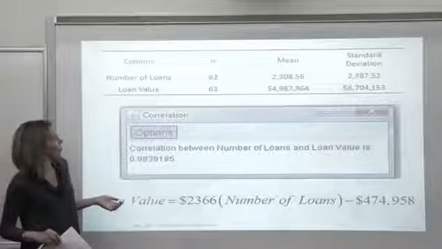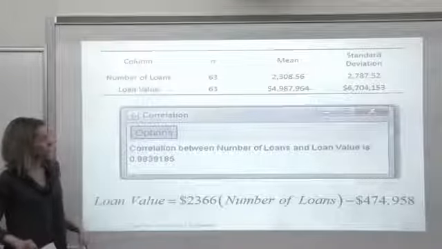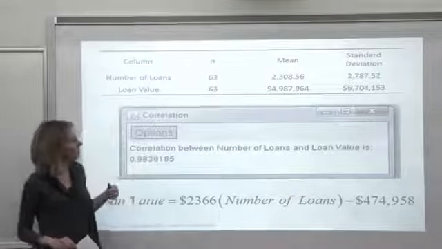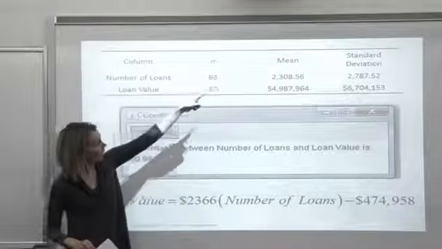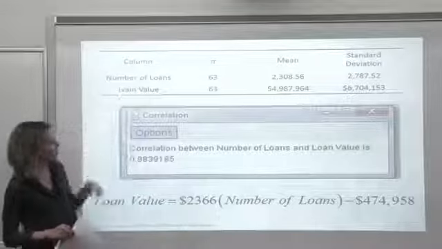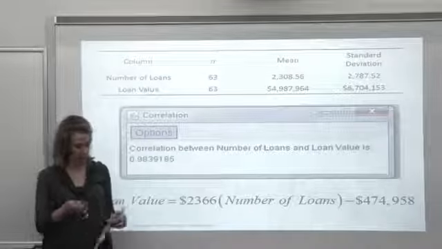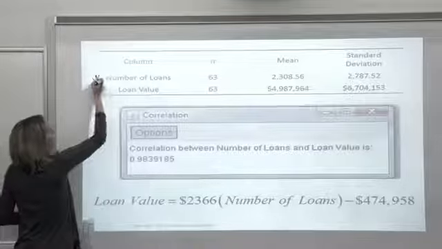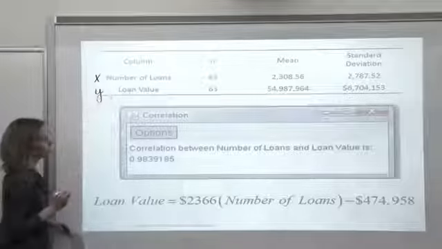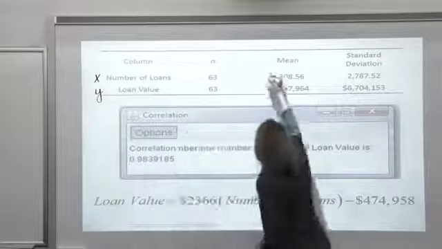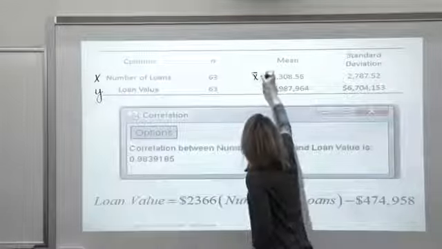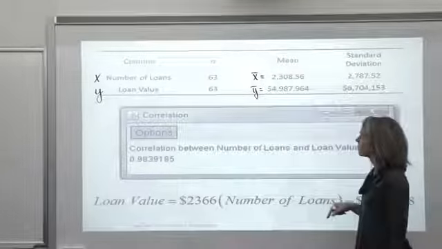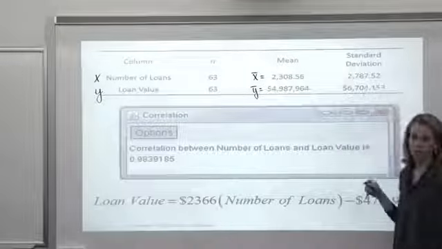You'll also see in your notes that you have some summary information from that data set. There were 63 schools that we had data on, and we have the mean value for both of our variables as well as the standard deviation. Remember that number of loans was X, loan value was Y. So you can think about this as the average X value. This is the average Y value. And over here we have standard deviations.